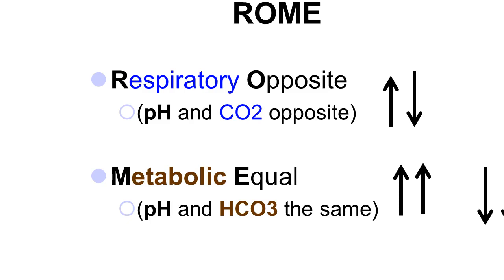ROME is just an acronym we use when we're talking about a respiratory problem. If the pH is low, which would constitute an acidotic problem, then we're going to see the CO2 climb, because the higher the CO2, the more acidotic the patient is. But with metabolic, it's equal. If the pH goes up, meaning the patient is more alkalotic, then we're going to see the bicarb go up too. They kind of go in the same direction. Whereas with respiratory issues, it's the opposite. So that's what ROME means: respiratory opposite, metabolic equal.